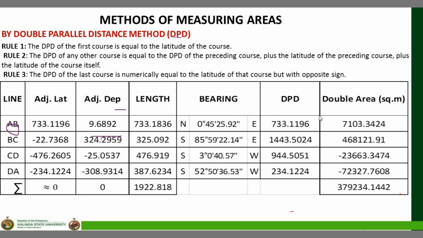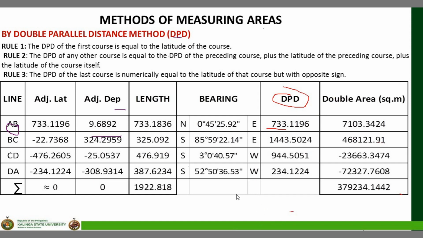What do I mean by that? Let's have this example. The same given. Ang given dito ay yung line AB, BC, CD, DA, at saka yung adjusted latitude, adjusted departure, the length, and the bearing. So how did I arrive with these answers, DPD and double area? Paano ko nakuha itong 733.1196 na ito?